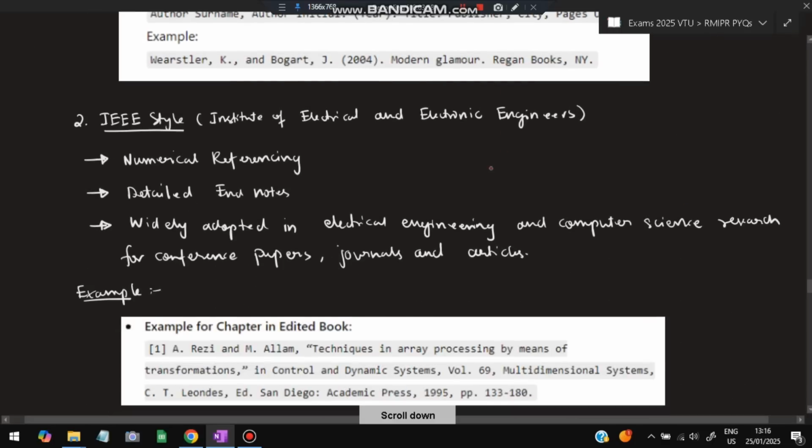Next one is IEEE style, Institute of Electrical and Electronics Engineers. Numerical referencing is there. We can reference it using numbers.